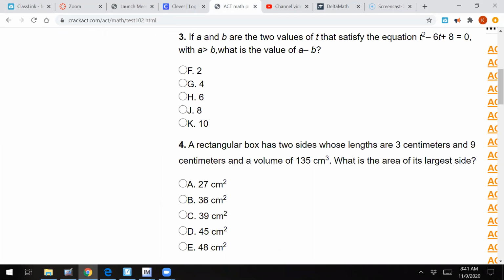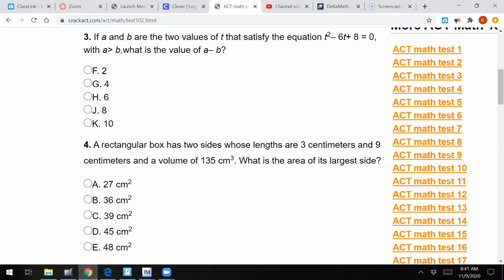Okay, y'all. All right, so our warm-up for today deals with factoring, which is what we've been learning, okay? So you will definitely have factoring, quadratics, those type of things on your ACT. The first one says, if A and B are the two values of t that satisfy the equation t squared minus 6t plus 8 equals 0, with A greater than B, what are the values of A minus B?